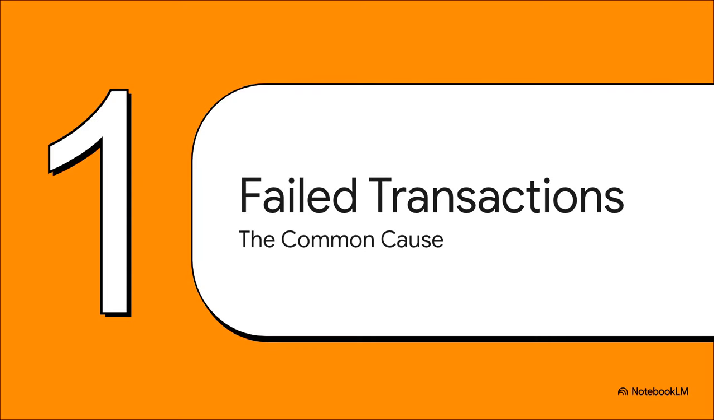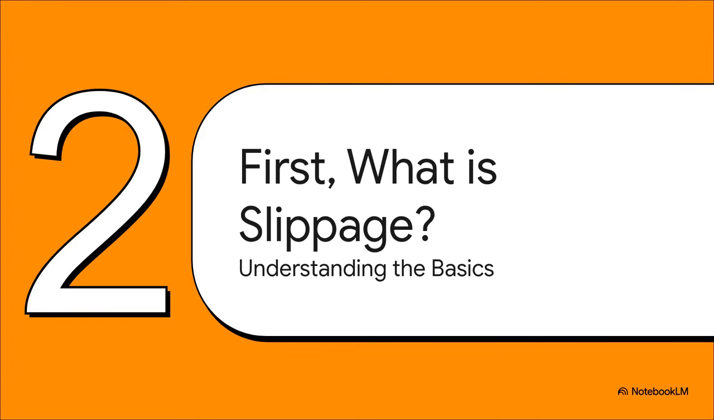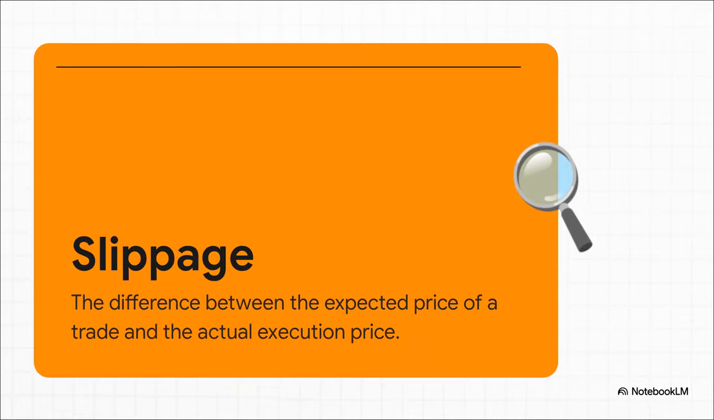Okay, let's get right into it and unpack the most common reason your trade is failing. It almost always comes down to this one core crypto concept called slippage. So, before we can even think about fixing the problem, we really need to understand the mechanics of it. Let's break down what slippage actually is. To put it simply, slippage is just the gap between the price you saw when you clicked buy and the final price you actually end up paying.